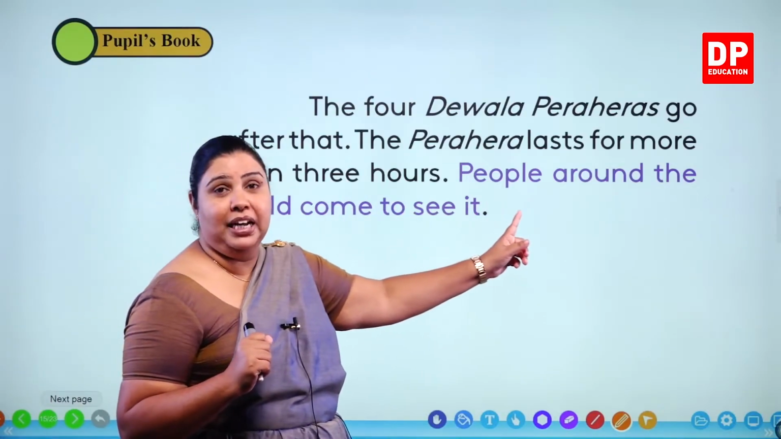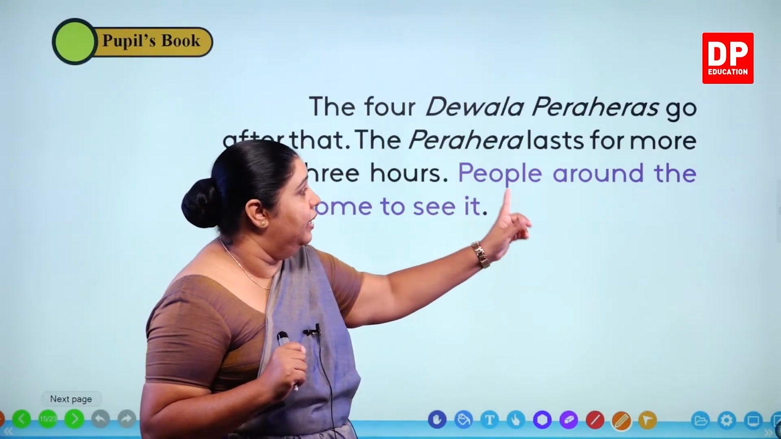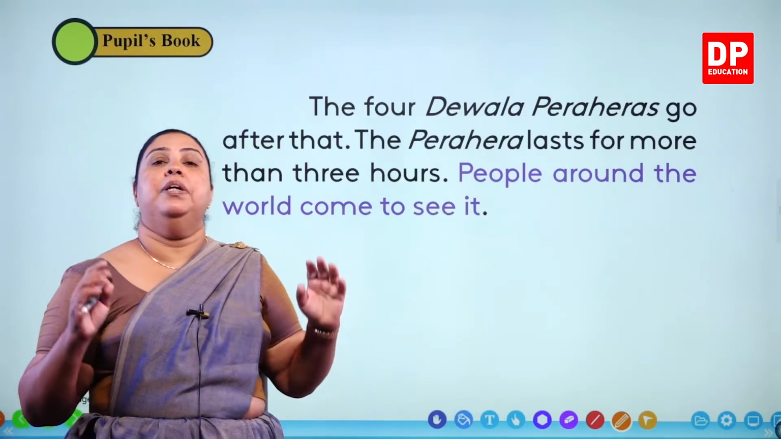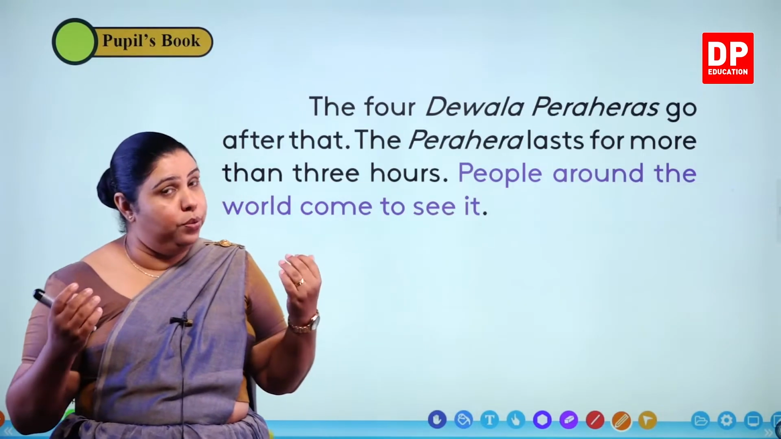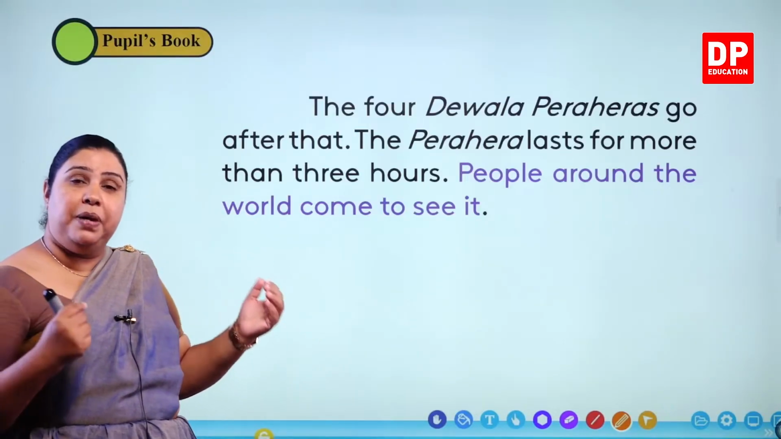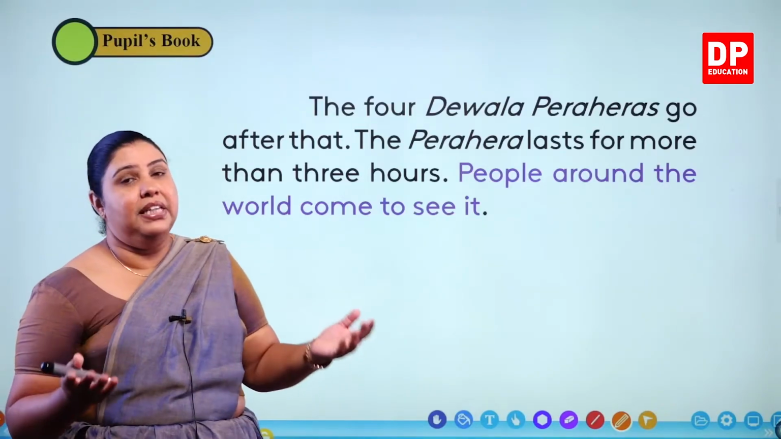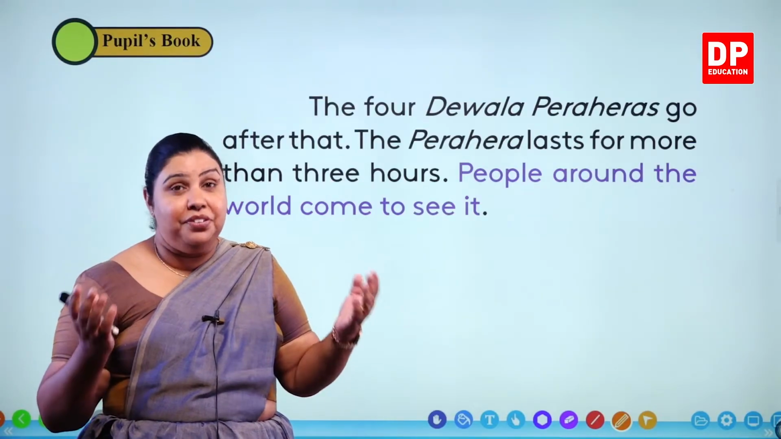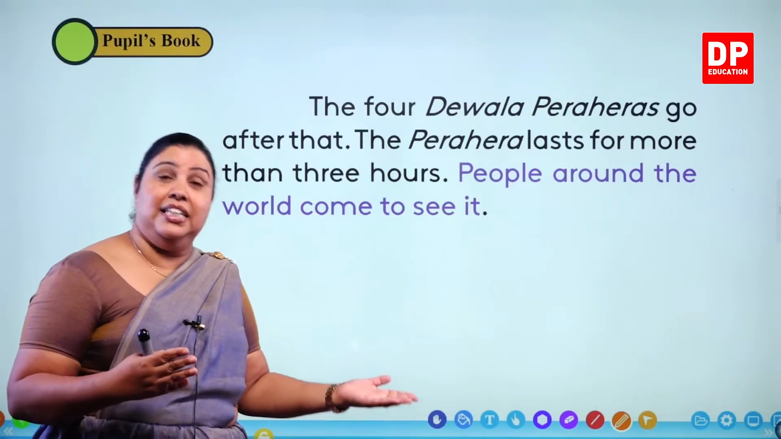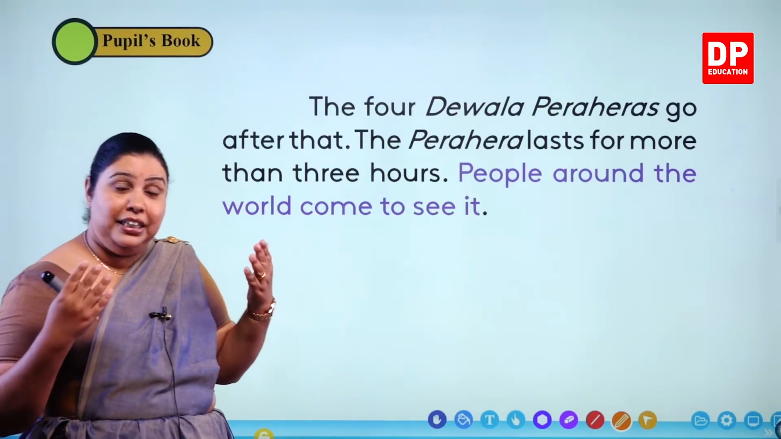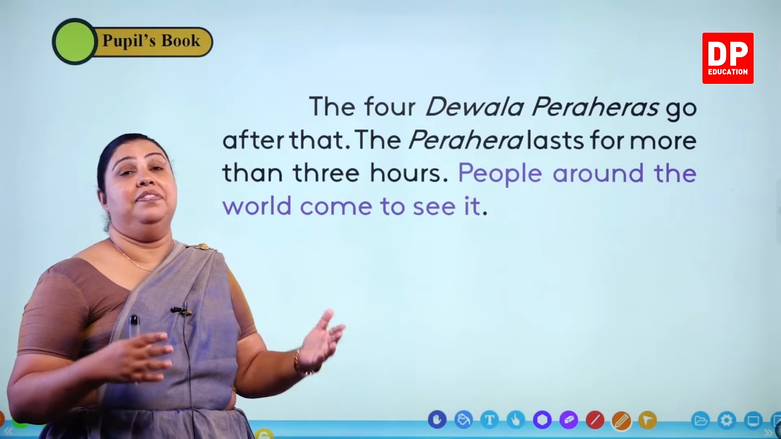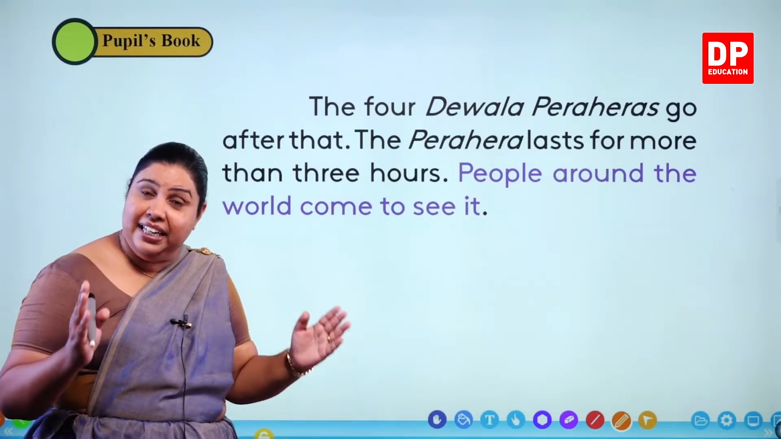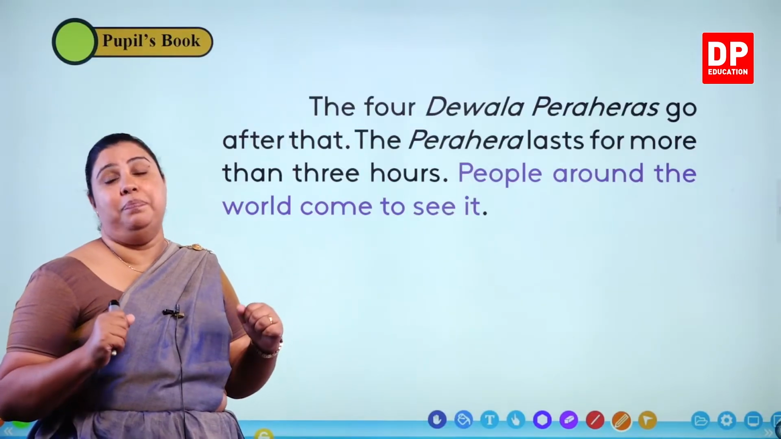Now look at the purple color sentence. People around the world come to see it. Now, if you have been to Kandy during this Perahera season, you must have seen a lot of tourists come to see the Kandy Perahera. They get ready. The Perahera starts in the evening, but from early in the morning, from daytime itself, they come and sit on either side of the roads, and then they get ready to witness this beautiful pageant.